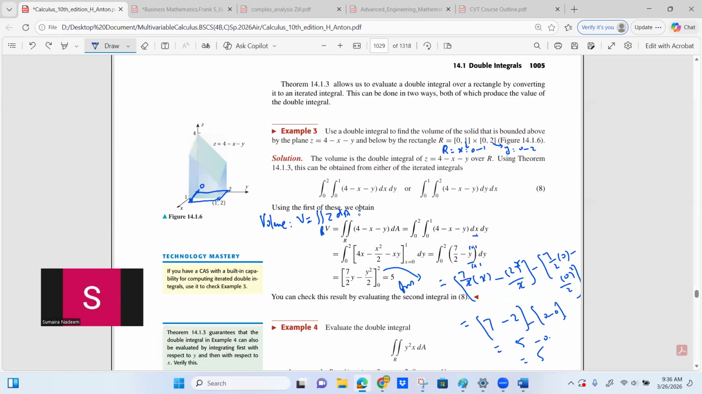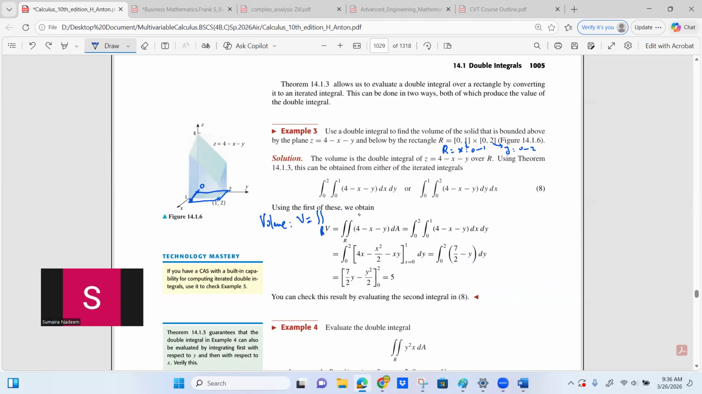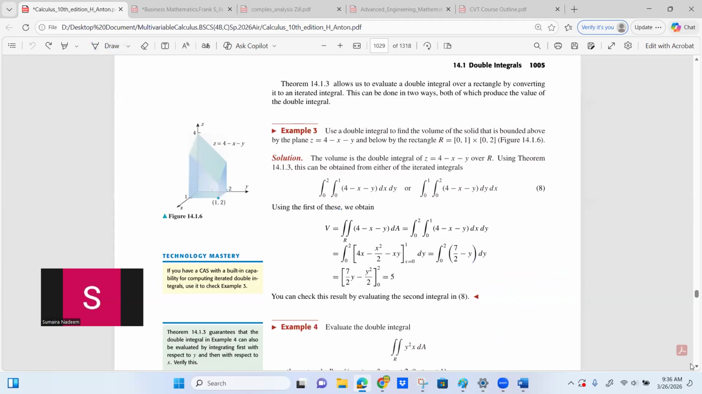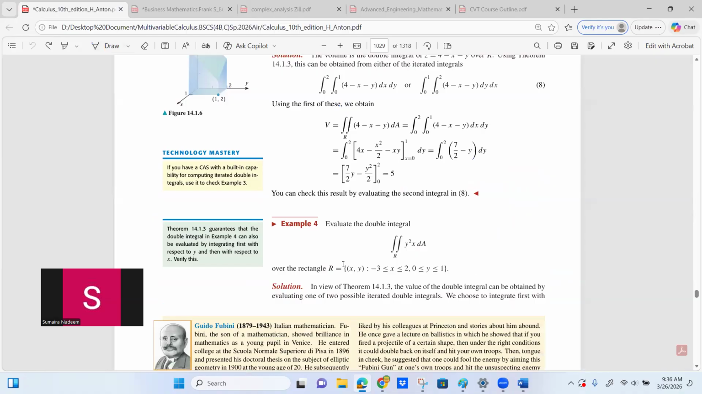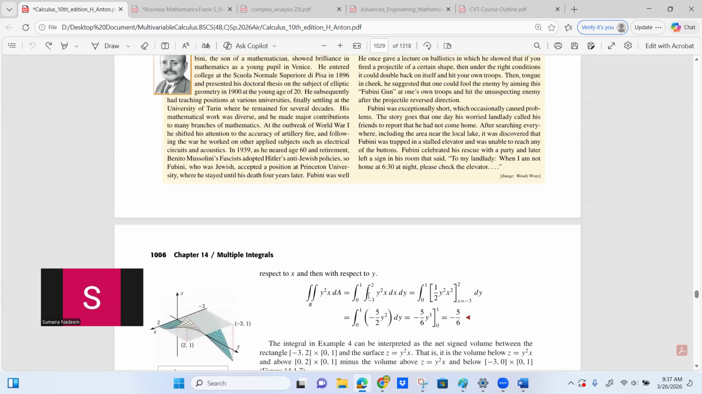Okay, students, any questions? Example number 3 is this one. Notice here also the region is a rectangle R. The z value is y square x, and dA is dx dy. The dx values are minus 3 to 2 and dy is 0 to 1.